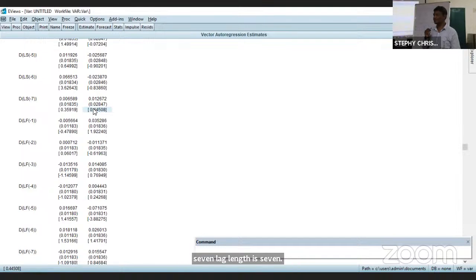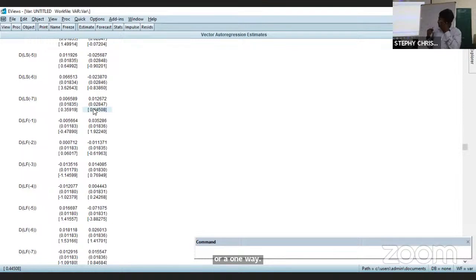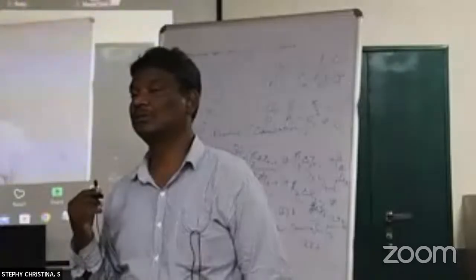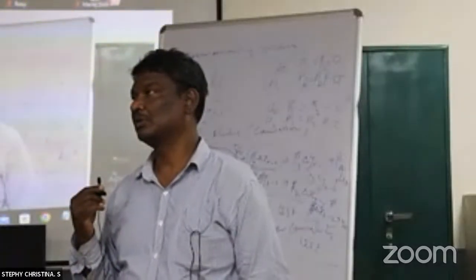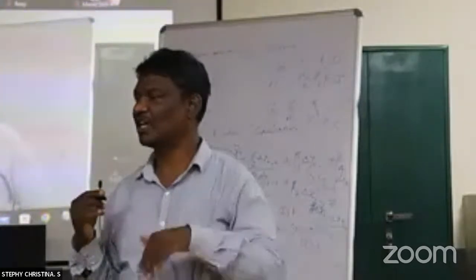But there is one more option. The third lag, no? There is 2 lag. Huh? 2 lag. I don't think so. 2 lag will work out. Second value. You try it and tell me. 1 space 2, right? That's it. Come on, you try it and tell me. Is there any reinforcing effect? Are they one way? Horrible, no? So what is the conclusion?